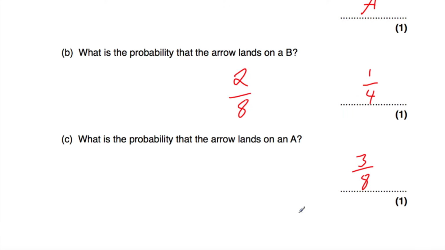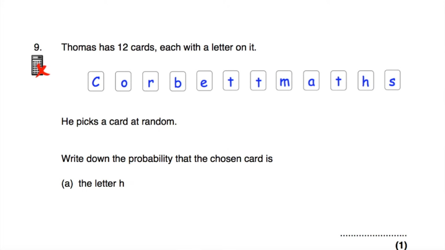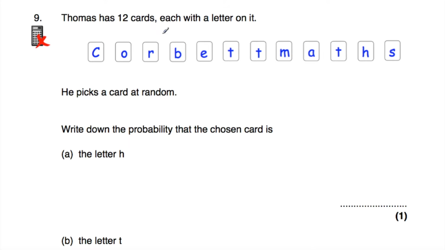3/8. That's the probability that the arrow will land on an A. Okay, let's have a look at our next question, question number 9. Question number 9 says, Thomas has got 12 cards, each with a letter on it, and they spell out Corbettmaths, and he picks a card at random. And the question says, write down the probability that the chosen card is the letter H.